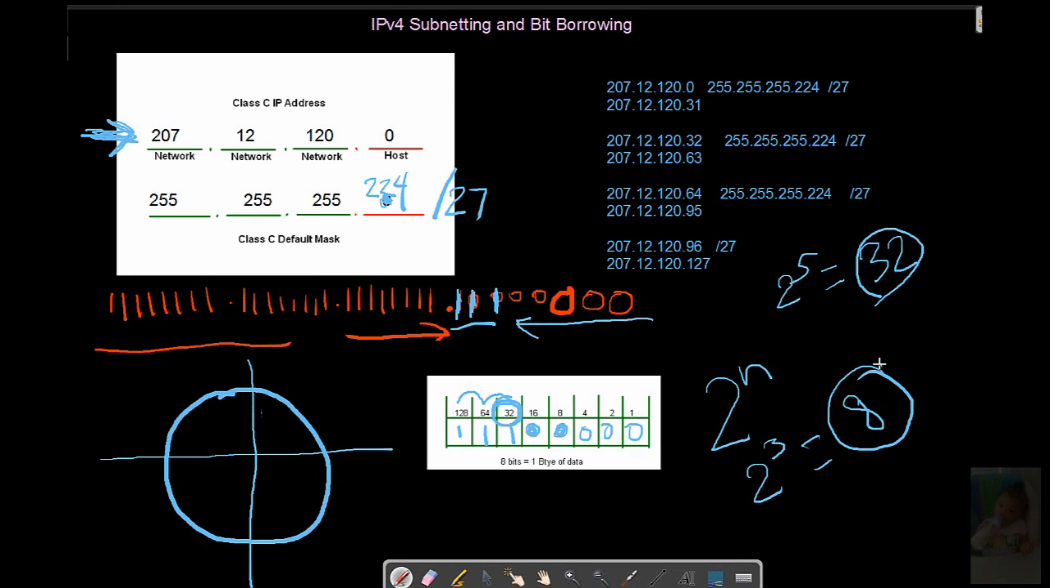8 networks of 32 hosts. Okay? That will help you out tremendously when we get into very large networks. What else did we do with our pizza down here?